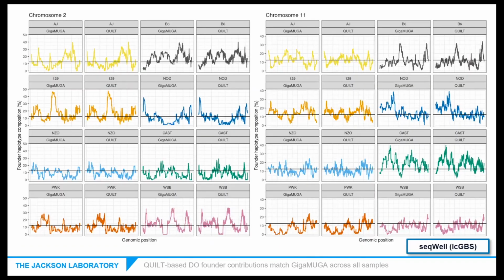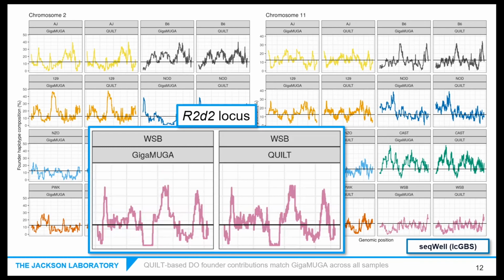So here what I'm showing is the founder haplotype composition across 2 representative chromosomes. And so on the y-axis is the percent of samples with a given founder allele at the location, and on the x-axis is genomic position. And the only takeaway here that I want you to see for now is that when we compare the QUILT haplotype reconstructions to GigaMUGA, we see that they're basically reflections of each other. And a savvy observer will also notice that we recapture the depletion of WSB alleles on chromosome 2 after the purge of the R2D2 locus after generation 12 of the DO.